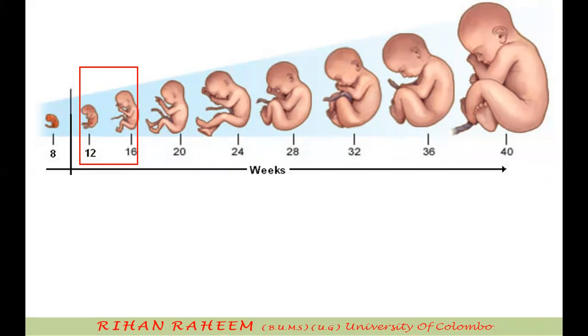5 months, 6 months, 7 months, 8 months, and finally 9 months, the baby is a fully grown 3.5 kilo baby in the mother's womb. 3.5 kilo baby, and many things are developed. You can read and understand very, very simple things. You can read and understand the development.